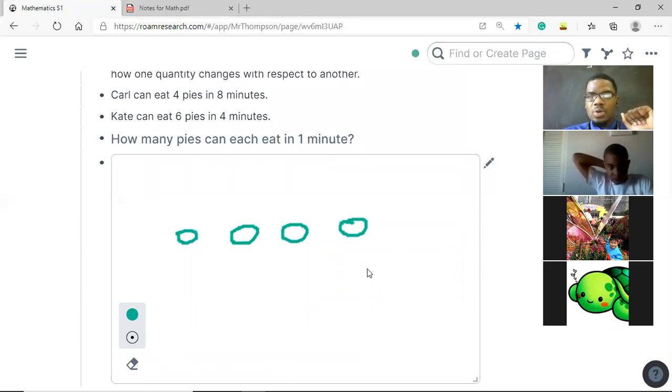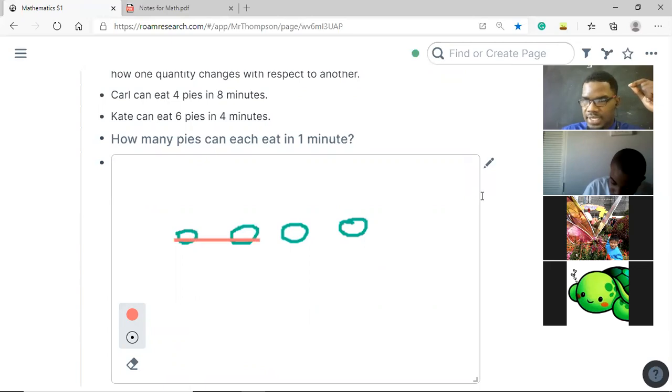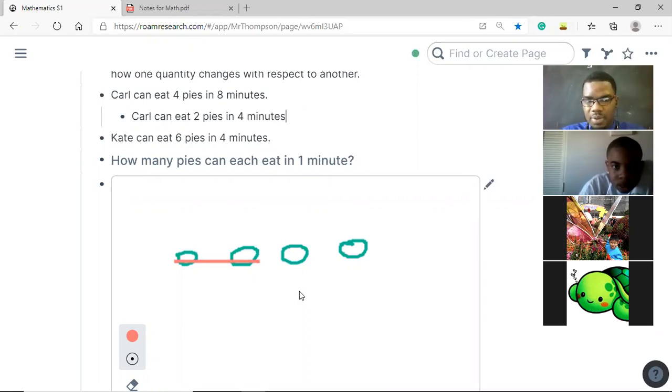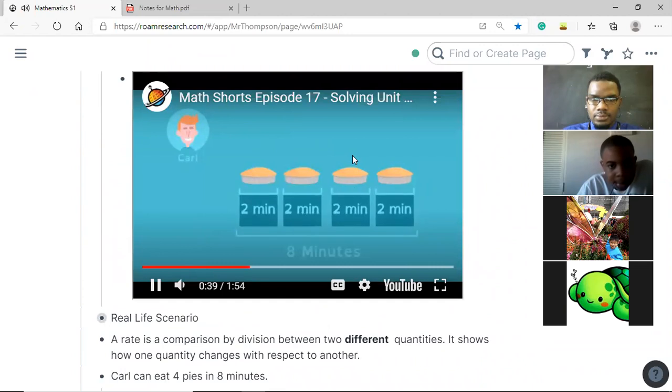So shouldn't it be possible that if I eat half of these pies, it should take me half the time? Does that make sense? So therefore, we can say Carl can eat 2 pies in how many minutes? 4 minutes. Because if he eats half the amount of pies, it should take him half the amount of time. Understand? So 1 pie in 2 minutes.